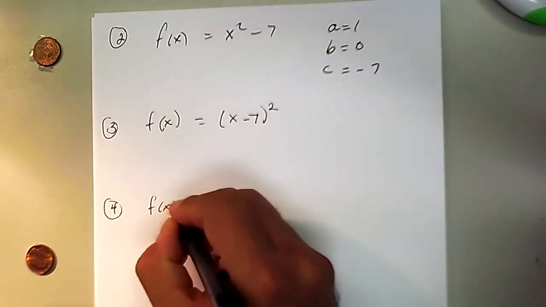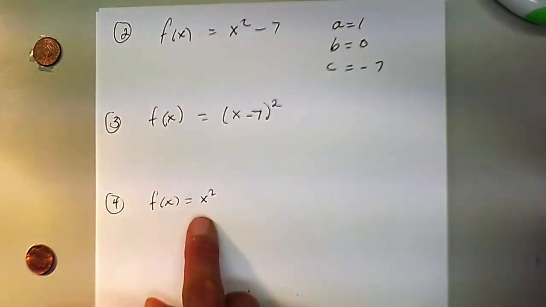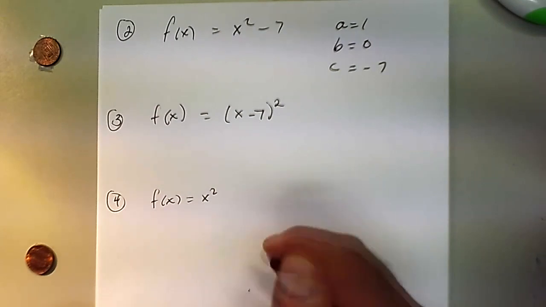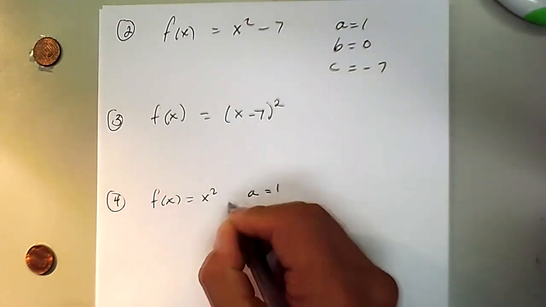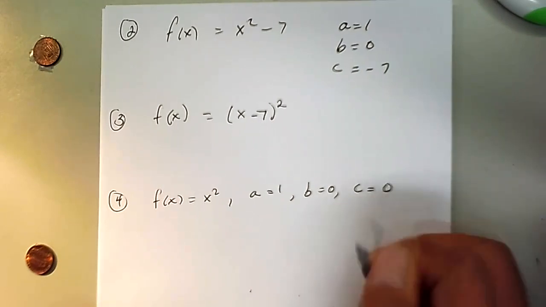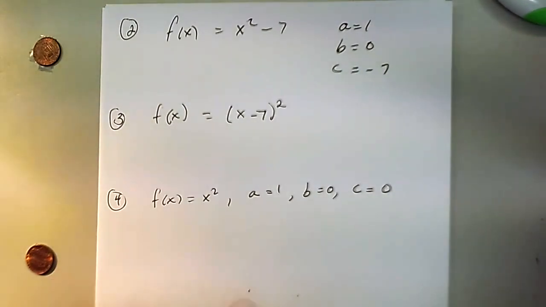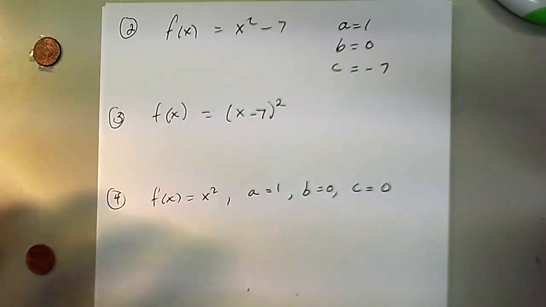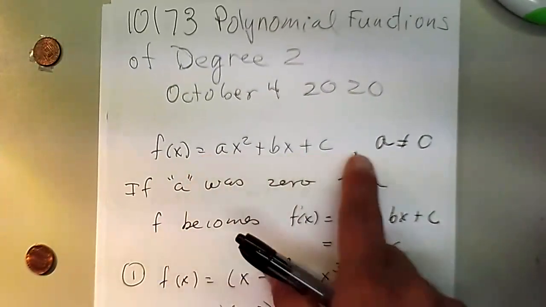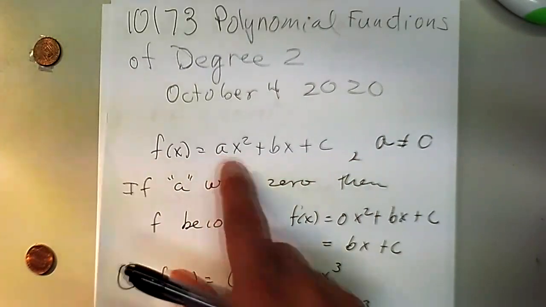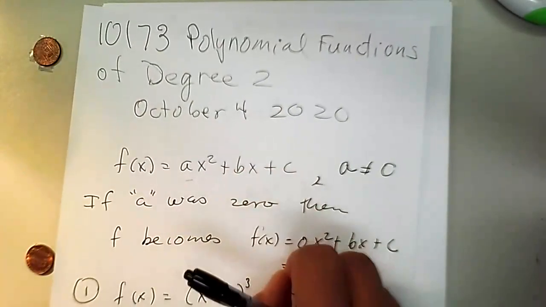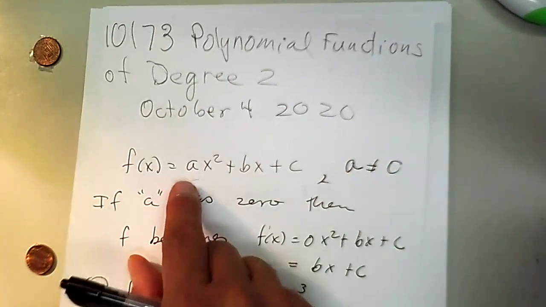F of x equals x squared. This is the absolutely simplest quadratic we can have. a is 1, b is 0, and c is 0. And that fulfills the requirement of a quadratic because we have this form where a is not 0. In this case, a is 1. The other two could be 0. That's okay, no problem with that. But a may never be 0.